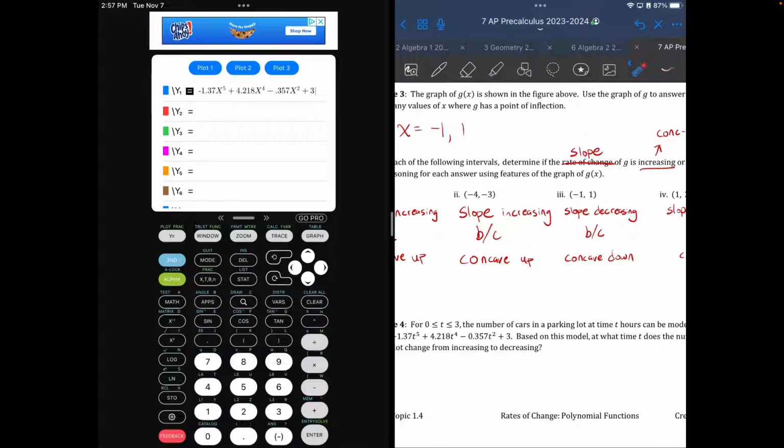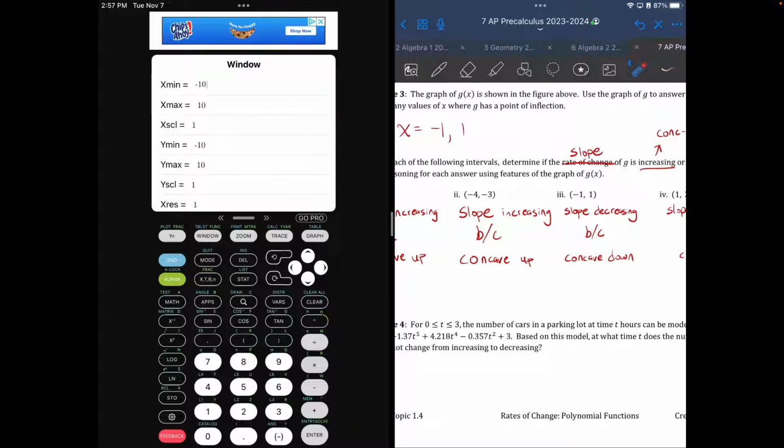What we all want to do is, you guys see this window button? Select the window button because our window is from where to where? Oh, there it is. Our window, it tells us in our problem, is between 0 and 3, so our x min is 0. So let's go ahead and clear. Our x min is 0, and our x max is 3. Okay, so make sure you have this ready to go.